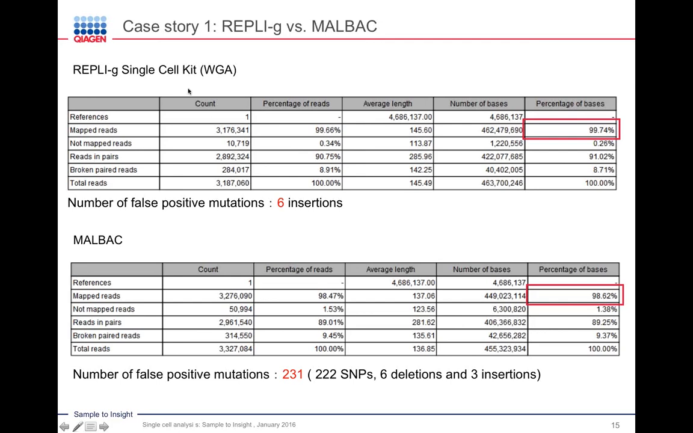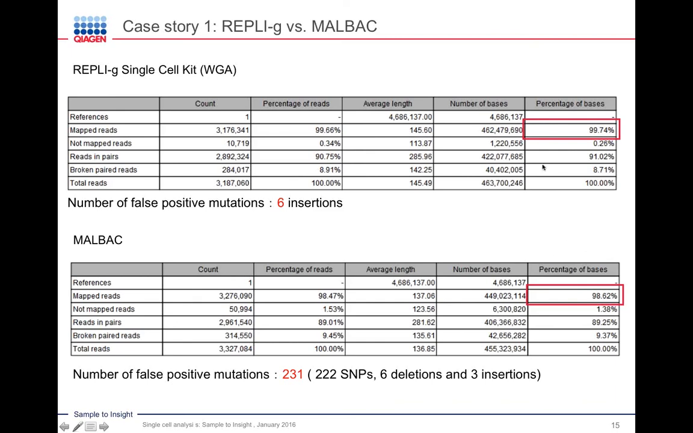And so the summary story is that if you're looking in total, Repligy versus Malbec, the number of false positive mutations is much, much lower. We only had 6 insertions for Repligy, whereas with the Malbec, we had 231 different types of mutations: 222 SNPs, 6 deletions, and 3 insertions. So a completely different type of error profile.